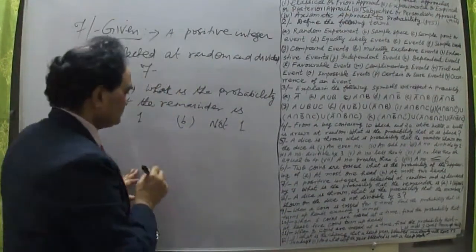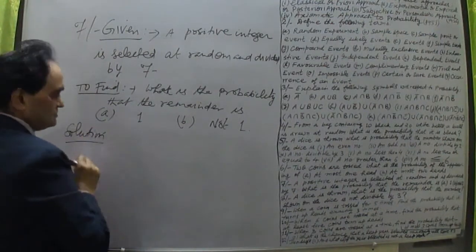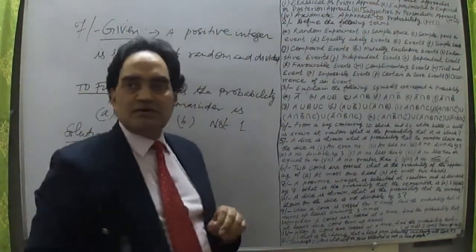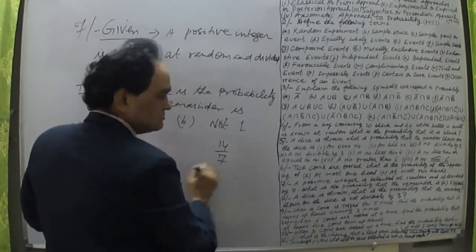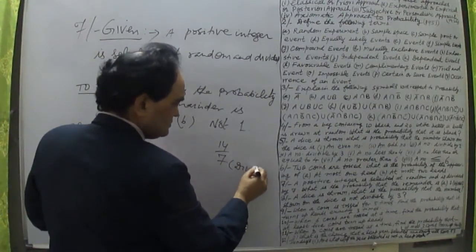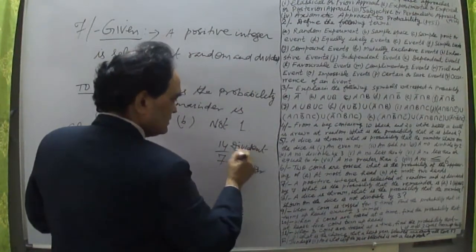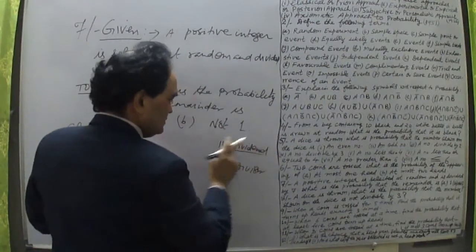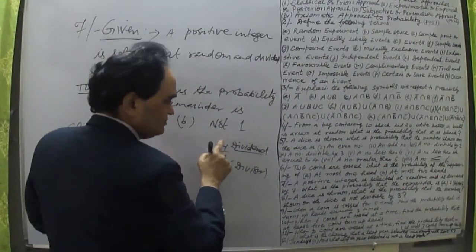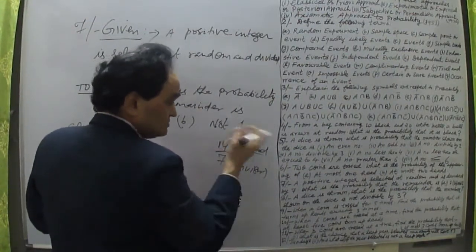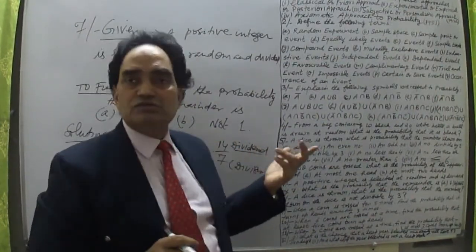Let me write here. So the solution: try to understand what the remainder means. Quotient, remainder, divisor, dividend, these are the 4 parts of a division. Suppose 14 is divided by 7. 7 is known as the divisor. This 14 is the dividend. Suppose 14 is an integer selected at random and then divided by 7. If I divide 14 by 7, 0 is the remainder.